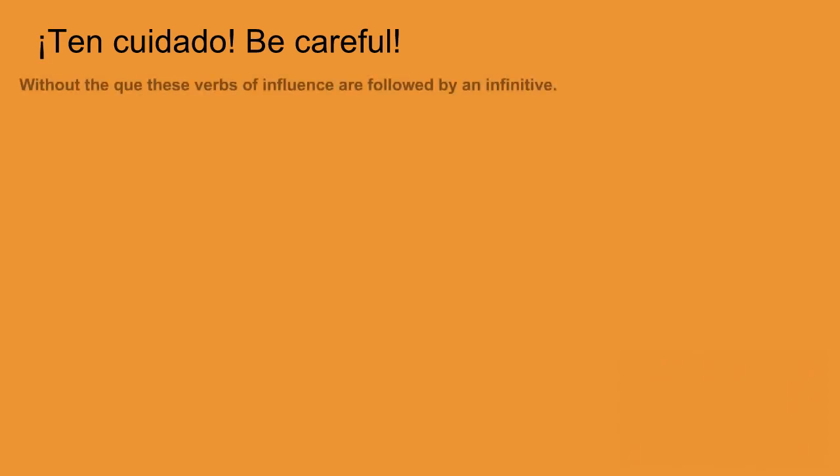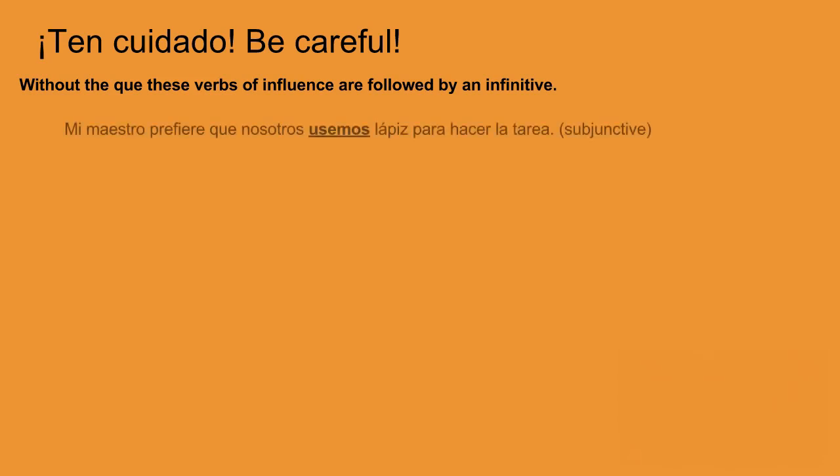So, something to be careful with: without que, these verbs of influence are followed by an infinitive. So this first example says that mi maestro prefiere que nosotros usemos lápiz para hacer la tarea. The subjunctive is needed here because my teacher prefers that we do something. There's two subjects. There's influence, and we have the word que. In this next example, mi maestro prefiere usar lápices simply says that my teacher prefers to use pencils. There's no influence. Since there's no influence and no que, we need the infinitive that follows the verb preferir.